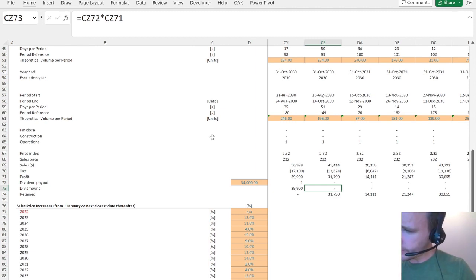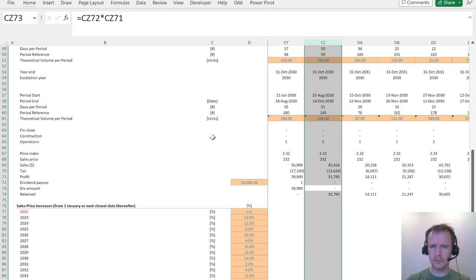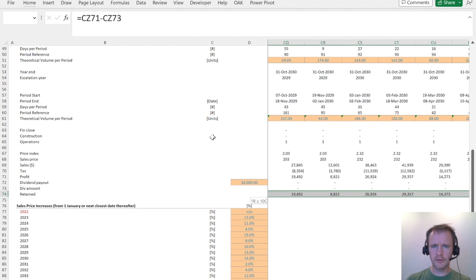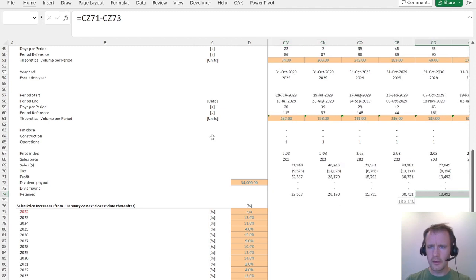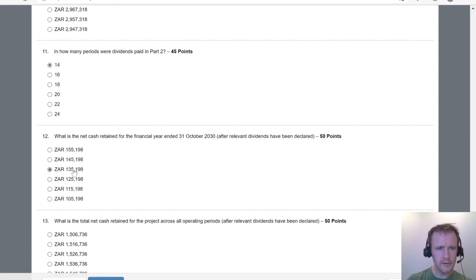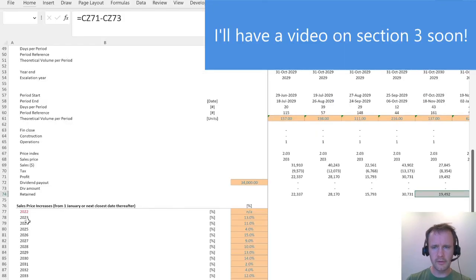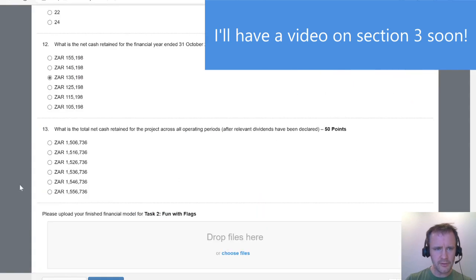Okay, so let's read this carefully one more time. For a period to be considered to fall, the full model period must fall before 31st of October. So this full model period does, this full model period does not. Fine. So retained, I zip on back here. And again, I'll quickly check at the other end. This full model period falls before the 31st of October of the previous year. This one does not. Total is 135,198. Sweet. Total net cash retained for the project across all operating periods, 1556736. Amazing. Okay, we're done.